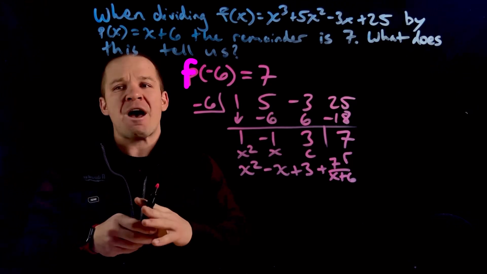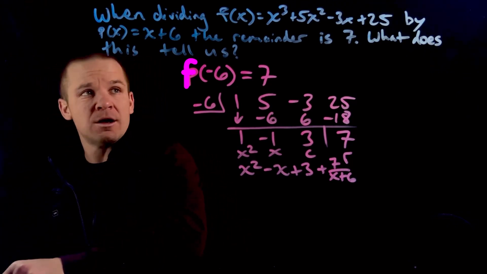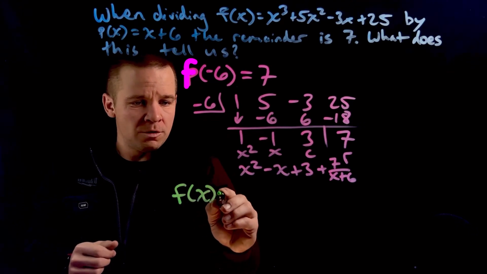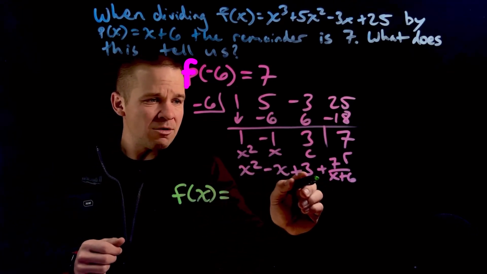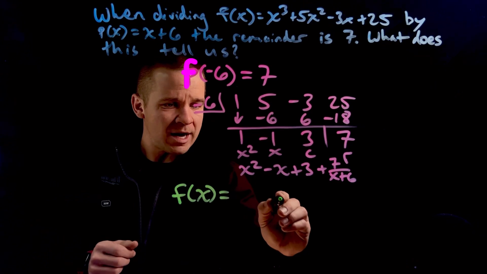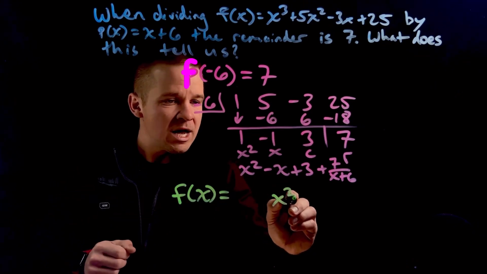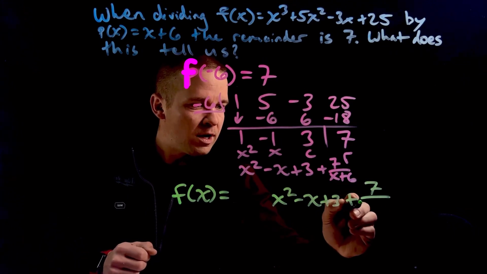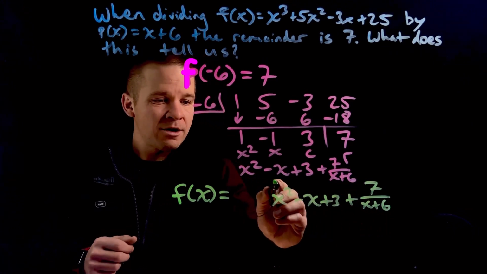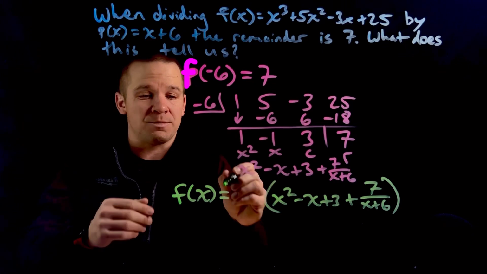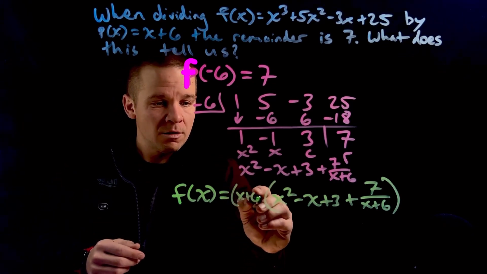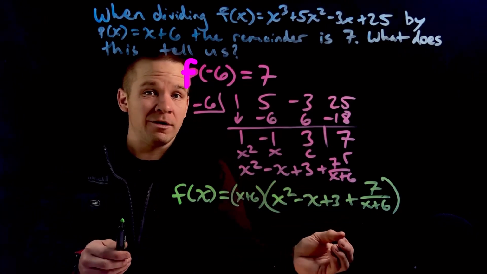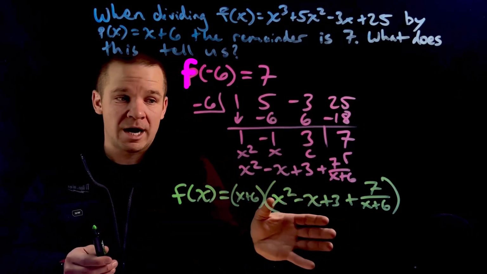Could I rewrite f of x like this? Let's see here. If I had f of x, we could say that it is equal to this whole mess right here. So x squared, and I'm going to leave a little space here for a reason, x squared minus x plus 3 plus 7 over x plus 6. But I could multiply that x plus 6 back in, and this would be equivalent to the original one. Here's where it is divided out, and then if I multiply back in, it's equivalent.